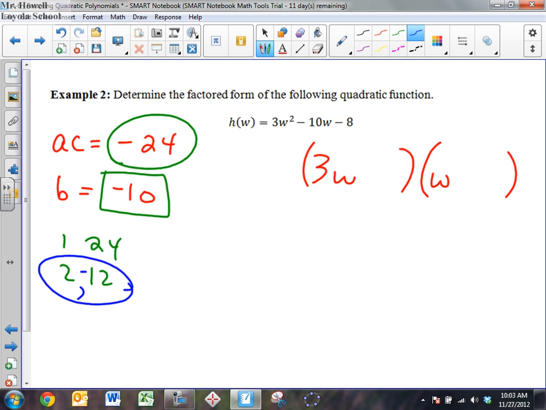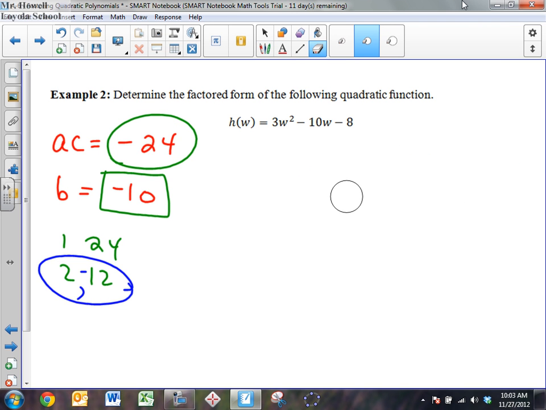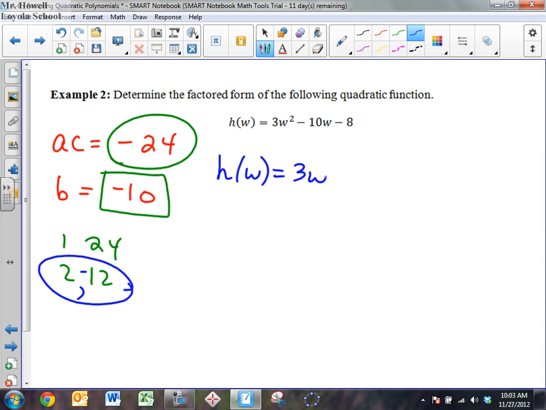You remember the next step? Since you get 2 and negative 12, you have to put it inside there. Inside where? Oh, you know what? Okay, so you get 3w squared. And then you do plus 2w minus 12w. Good. And then minus 8.